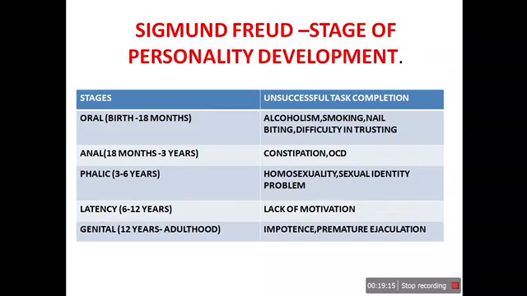If the baby is not getting adequate pleasure from this oral area, or if the baby is not satisfied at the oral stage, that is what I mentioned here, unsuccessful task completion, then the patient or the client may go for alcoholism, smoking, nail biting, difficulty in trusting. These are some of the problems that happen if there is unsuccessful task completion.